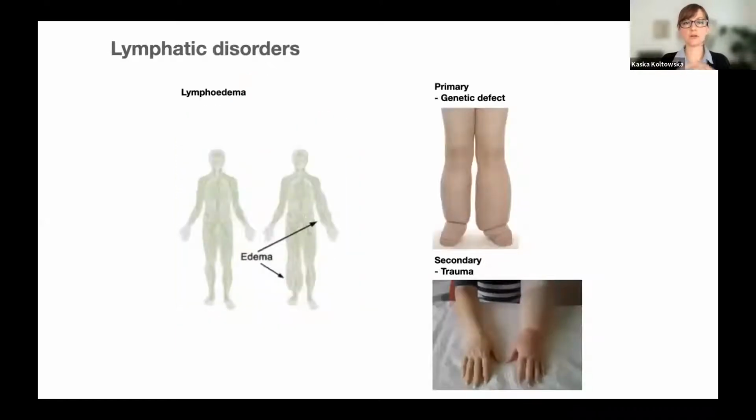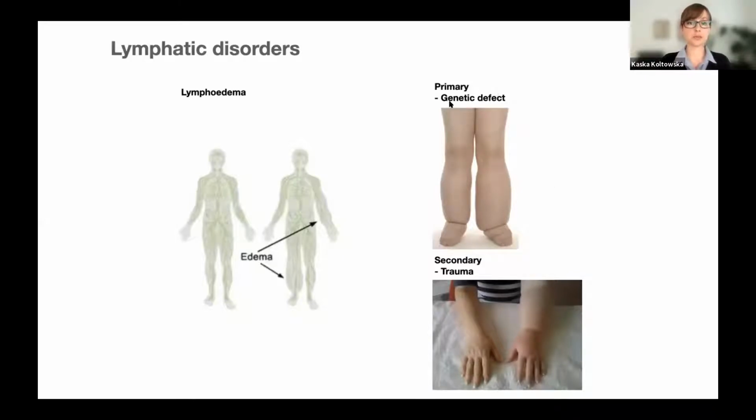So, of course, there's a number of disorders which are associated with lymphatic vessels. And here is one example of the most studied disorder, which is lymphedema. This disorder arises due to the disrupted function of fluid absorption by lymphatic vessels. And as you can see here in these pictures, there is accumulation of fluid in the extremities.